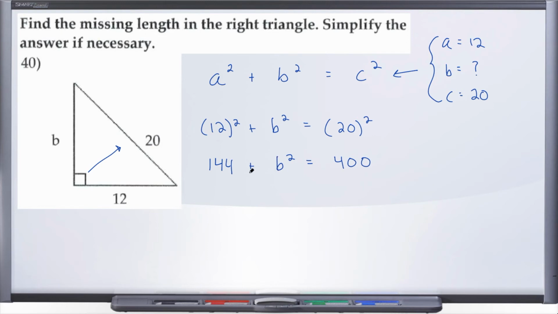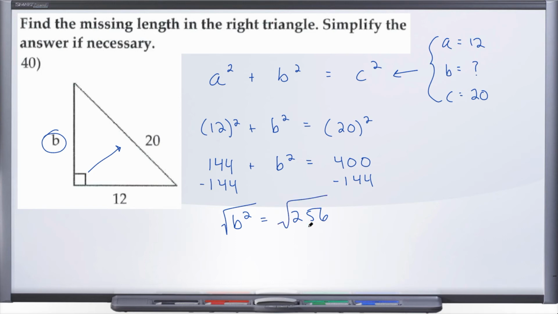We want to solve for b squared, so let's go ahead and subtract 144 from both sides. And that'll leave us now with b squared equals 256. But we don't just want b squared, right? We want a single b. So let's go ahead and take the square root of both sides.